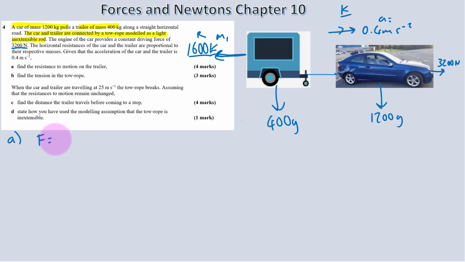So remember, F equals ma. What have we got going? We've got 3,200 going this way minus 1,600. So the total force is 3,200 minus 1,600k. And that's got to equal the mass, or the total mass, which is 1,600, times 0.4, because that's the acceleration, that's a, and that's the mass. And that's your F force. Now rearrange this to solve for k, which I know you can do yourself, and you'll get k equals 1.6.